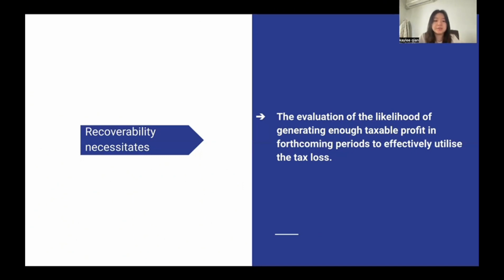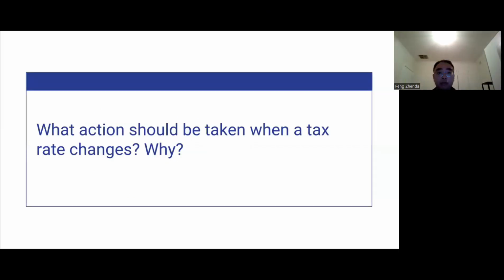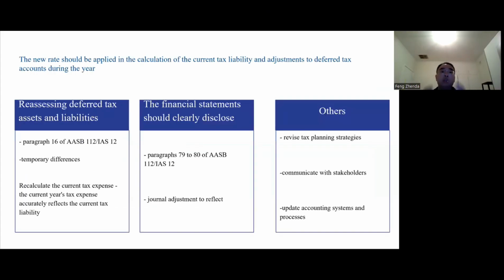Moving on to question number 5. So for question 5, when a new tax rate is enacted in Australia, the new tax rate should be applied in the calculation of the current tax liability and adjustment to deferred tax accounts during the year. First of all, deferred tax liabilities must be recognized. Therefore, the action could be reassessing deferred tax assets and liabilities.